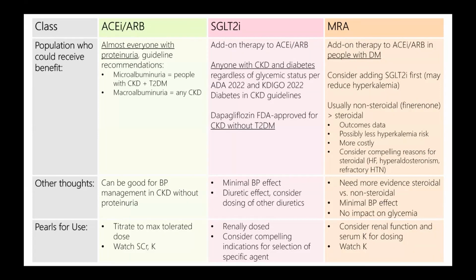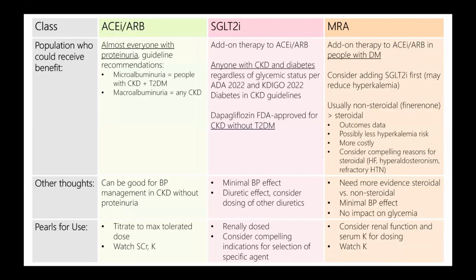So first we've got the SGLT2 inhibitors in the middle pink column. Anyone with CKD and diabetes, regardless of their glycemic status, is recommended to be on these therapies. And dapagliflozin, importantly, is the only FDA-approved SGLT2 inhibitor for CKD without type 2 diabetes. These do have a minimal blood pressure lowering effect, but they do have a significant diuretic effect, so you'd want to consider the dosing of those other diuretics. It is renally dosed, and we want to consider the compelling indications when we select a specific SGLT2 inhibitor.